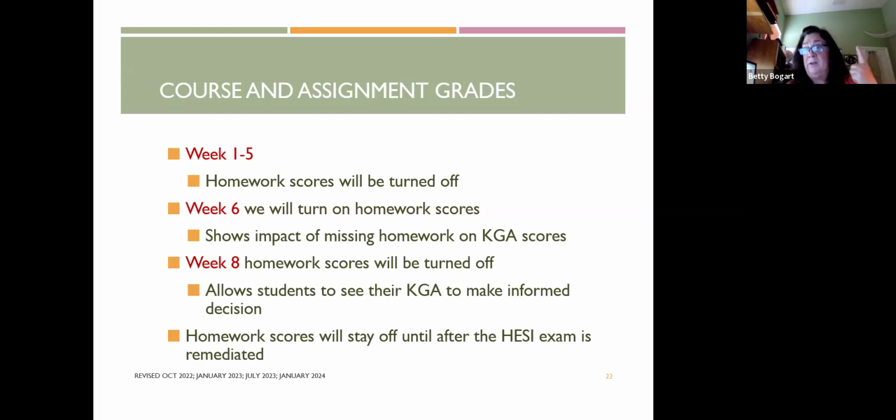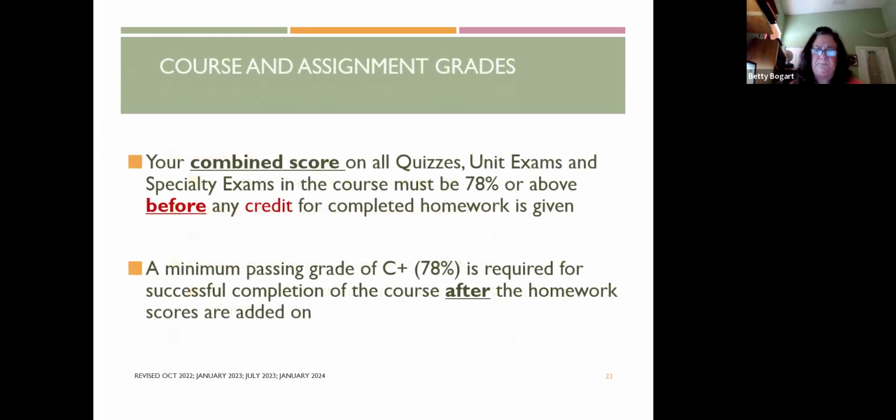I just had last quarter one student fail for not doing all her homework. And this student had over an 80 average in my class. So it can happen. So be very, very careful. We turn them off again on week 8. So we're just seeing our KGA, knowing that you need a 78 on your key graded assignments, quizzes, exams, and your HESI. Once you get that 78, all the remediation from everybody's in, then I turn on the grades and that will be your final grade. And then I'll let you know.